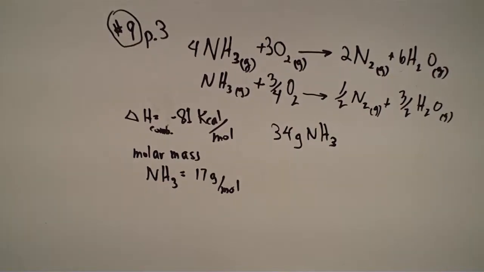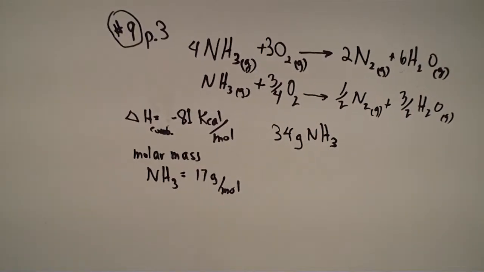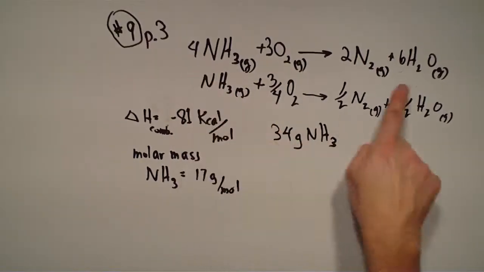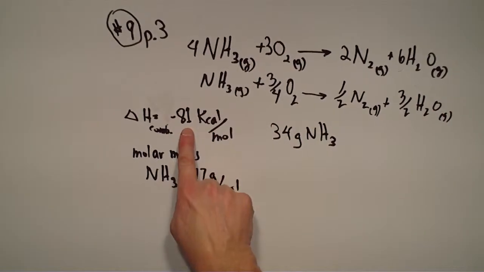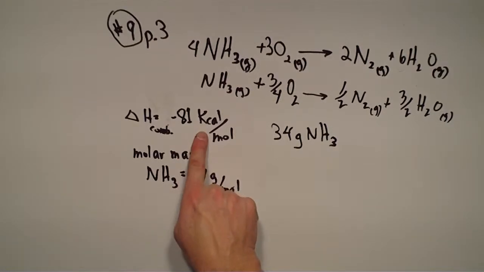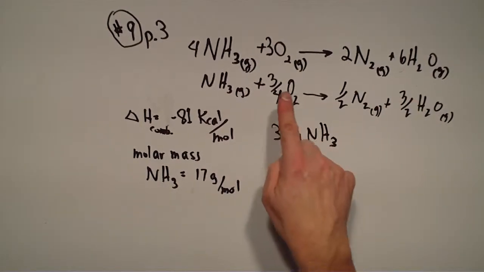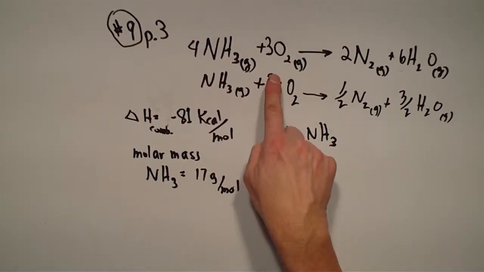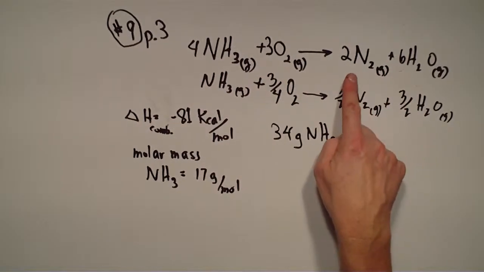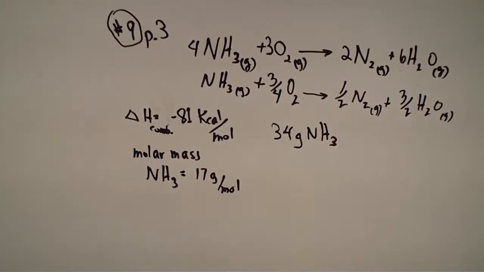Alright, so then it does tell me that this reaction is very exothermic, negative 81 kilocalories per mole. You can see that we go from 4, 5, 6, 7 to 6, 7, 8 molecules. The entropy is probably also positive here. So once you get this thing rolling, it's going to be quite spontaneous.